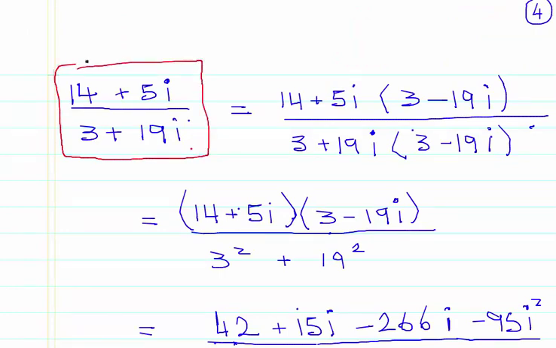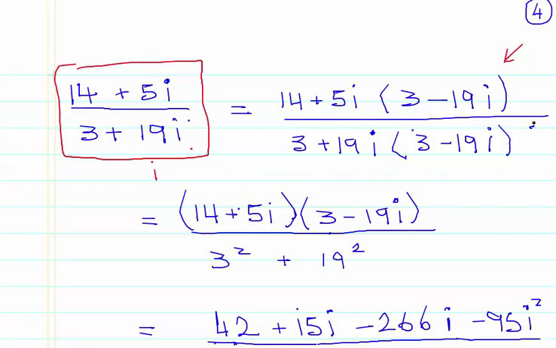Now that we've simplified it, what we're going to do is multiply the above and below by the complex conjugate of the denominator. The complex conjugate of the denominator, a plus ib, is a minus ib. So you just change the sign there. So let's multiply above and below.